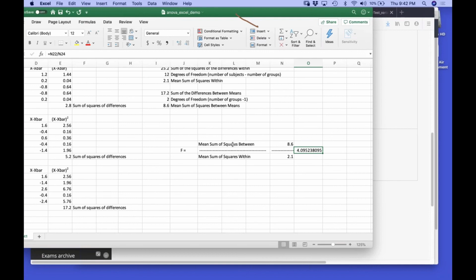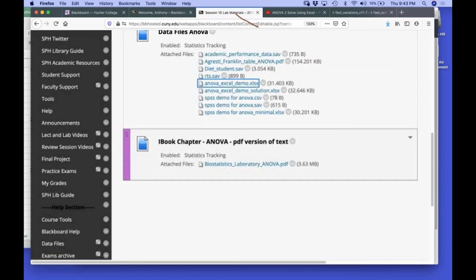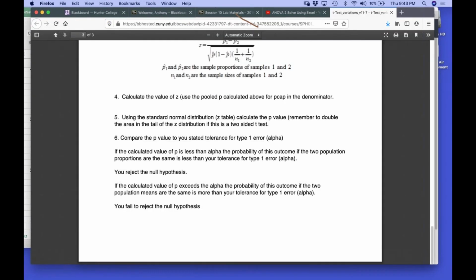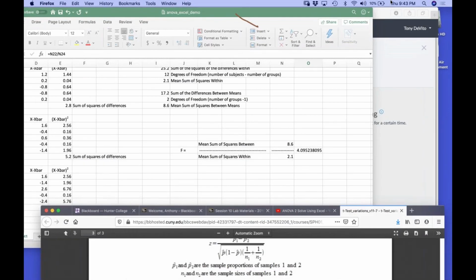We want the difference between the means to be wide, and we want the variability within the groups to be narrow, so it's easier for us to tell that there's a difference between the means, right? So we want that number to be as big as possible. So 4.09, how big is that? Is that big enough for us? Well, now we have to go to our critical values for analysis of variance in order to be able to tell whether that is big enough to reject our null hypothesis.